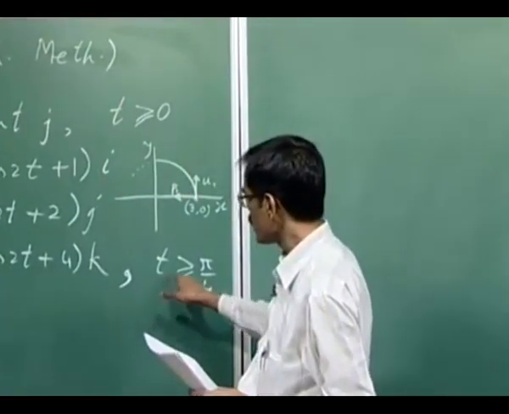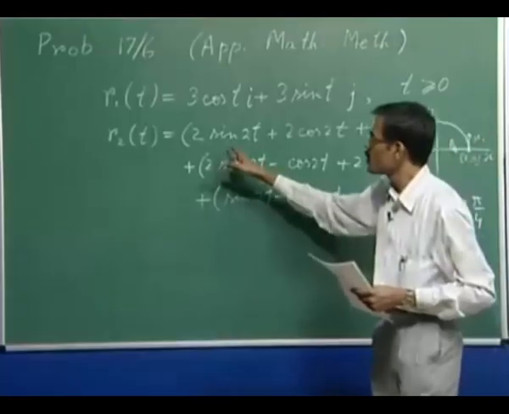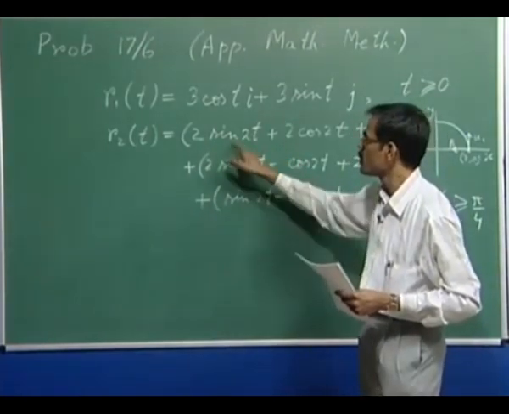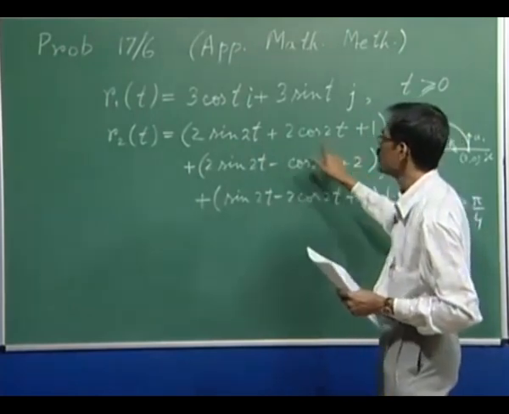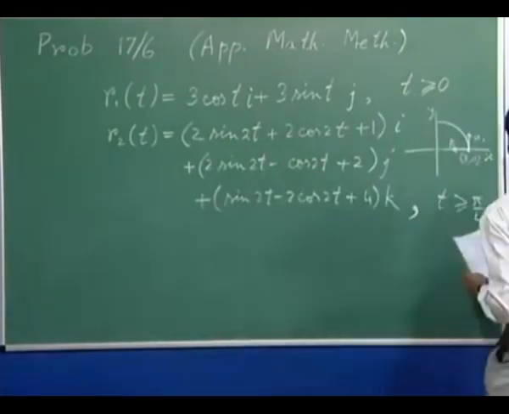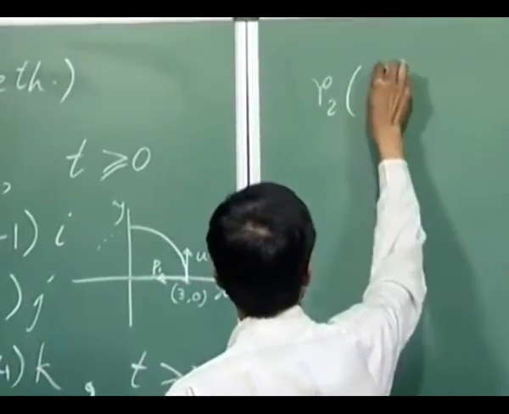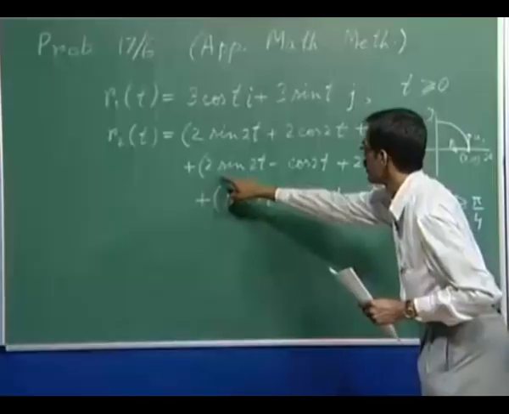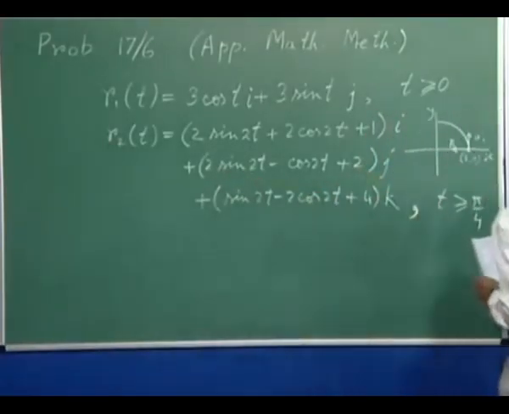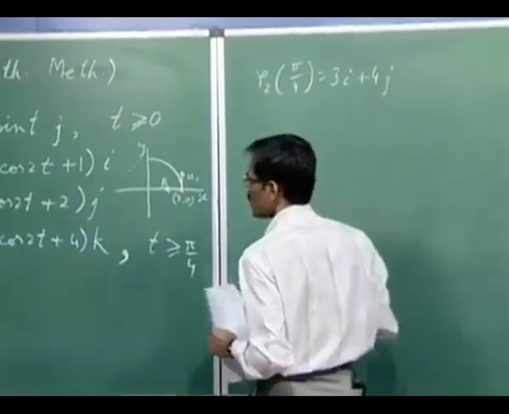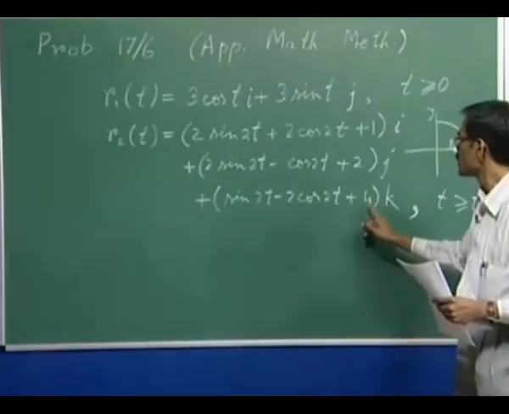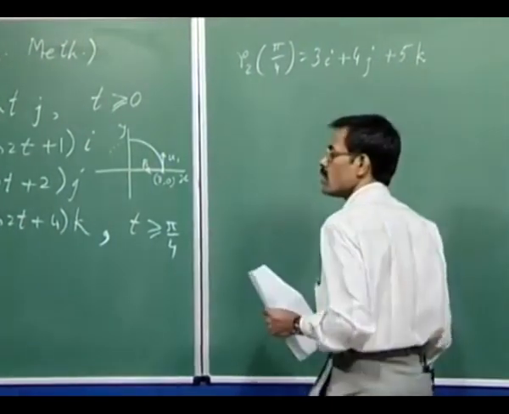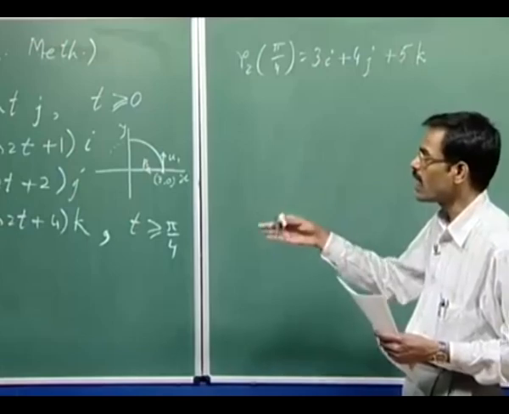So, for the starting point we put t equal to pi by 4. So, as we put t equal to pi by 4 here, so pi by 4 into 2, that is pi by 2. So, sin pi by 2 is 1, cos pi by 2 is 0. So, from here we get 3i, from here we get 2 plus 2, 4j, and from here we get 1 plus 4, 5k. So, this is the starting point for the second curve as it is given.